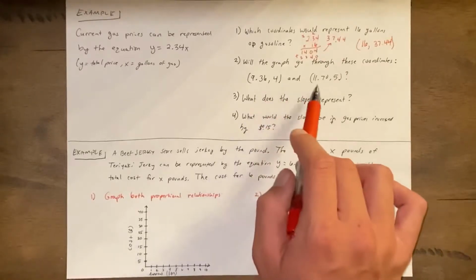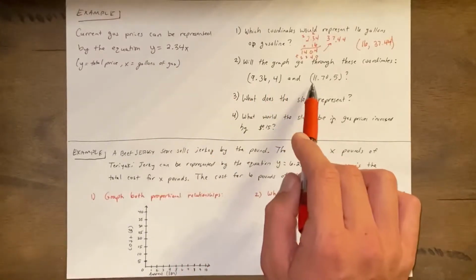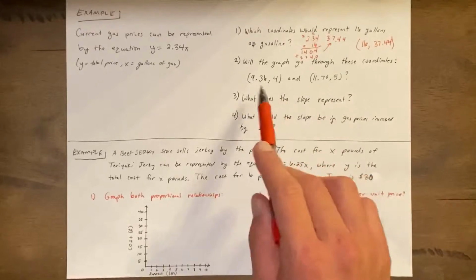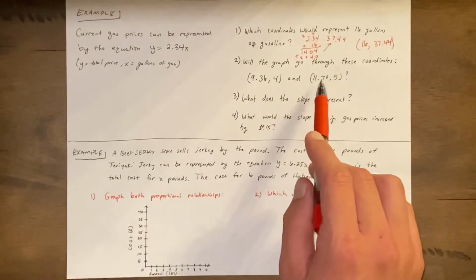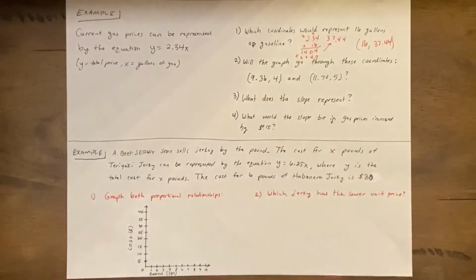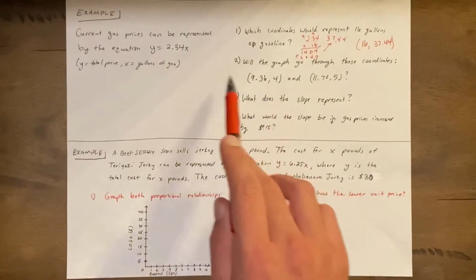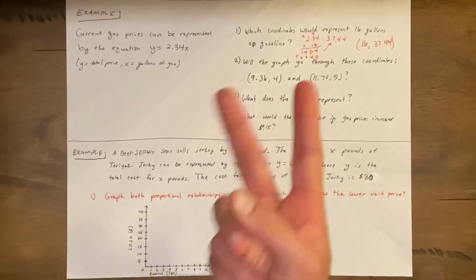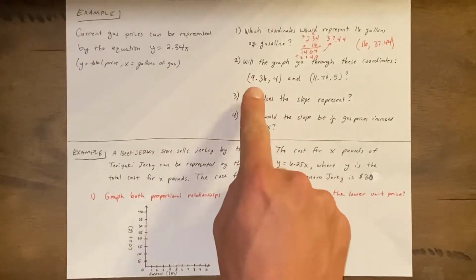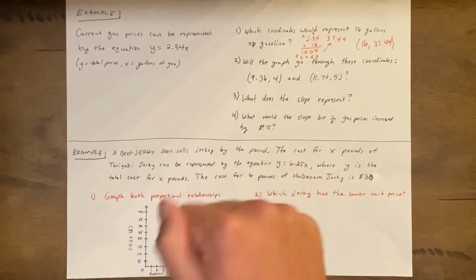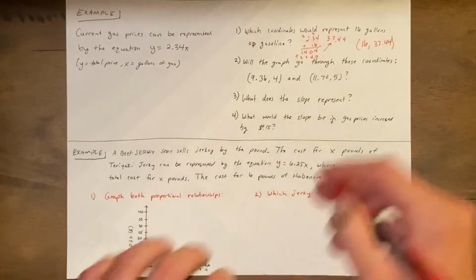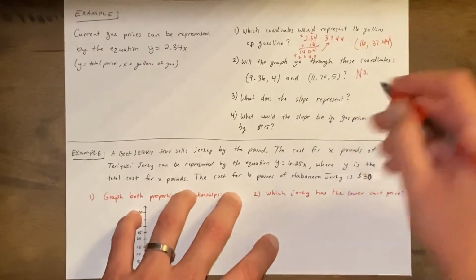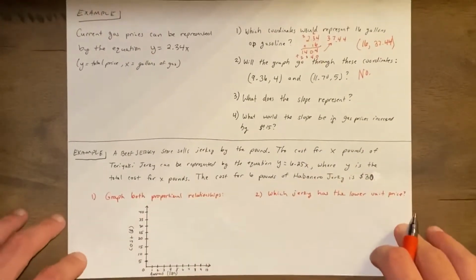Well, let's check this one. 2 times 11, that's 22. Okay, so what do you think they did here? Well, it looks to me like they flip-flopped my coordinates, right? Because if I plug in 4 for x, I will get 9.36. Okay, so they flip-flopped. So if this point said 4, 9.36, that would be on my graph. But it's backwards. So we would say, no, those are not going to be on my graph.